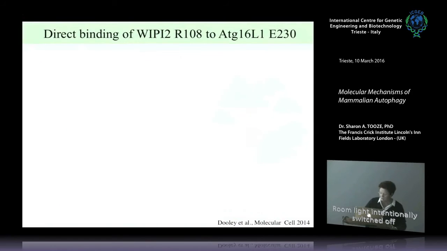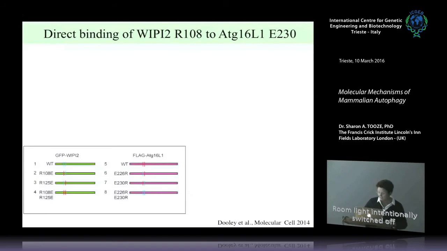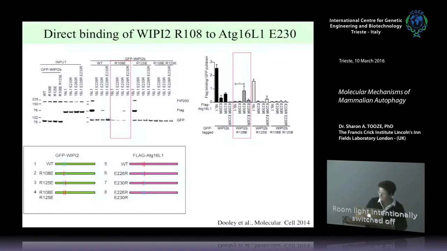We then did a quite complicated experiment, which I won't go through in detail: a charge change experiment. We postulated that there was a basic patch in WIPI2 and an acidic patch in ATG16 mediating binding of these two proteins, so we switched them. We made ATG16 have the basic patch and WIPI2 the acidic patch, and asked if we could rescue binding. We thought this would also tell us which residues were directly binding. These are the mutations that we made, changing basic to acidic and acidic to basic, and expressing these proteins to ask if we can rescue binding. And this is the most informative panel.